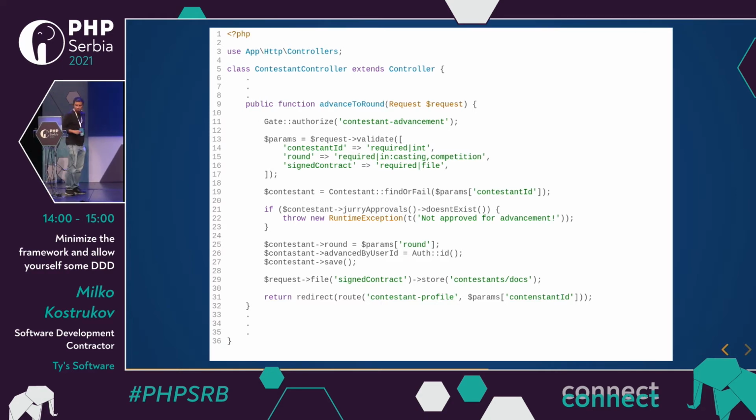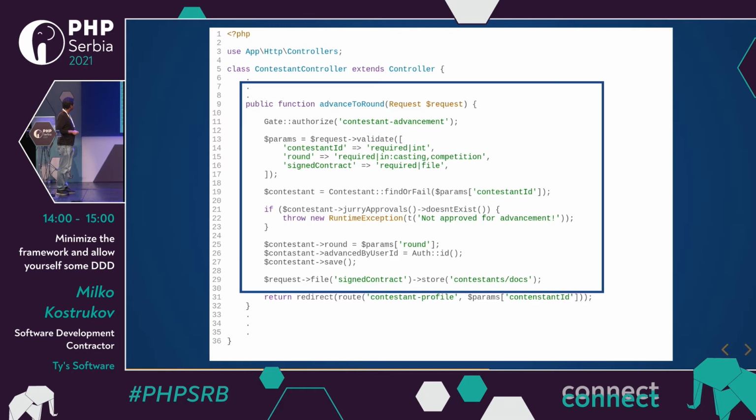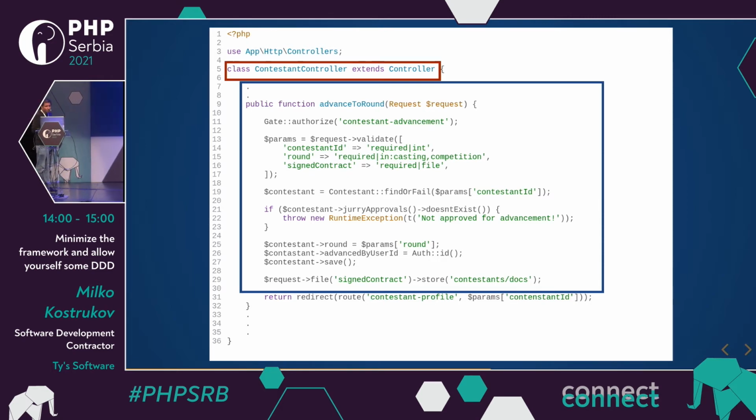So, problem. There's a lot of stuff going on here, and there's quite a lot of domain logic. So let's look at the domain logic. The blue rectangle is around where we have domain logic. Next, in red rectangles, we'll see where we have infrastructure code. First, in the definition of the class, it says controller.